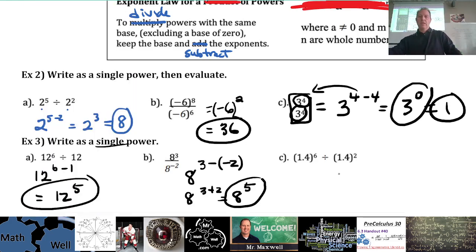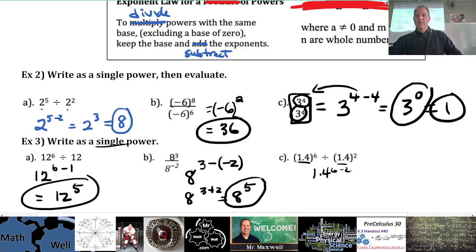Okay. C says 1.4 to the power of 6 divided by 1.4 to the power of 2. Well, 1.4 is our common base. Doesn't matter if it's a decimal, whole number, negative number. It just can't be 0, okay? Can't be 0. 0 as a base doesn't work. But anything else as a base, the rules still apply.